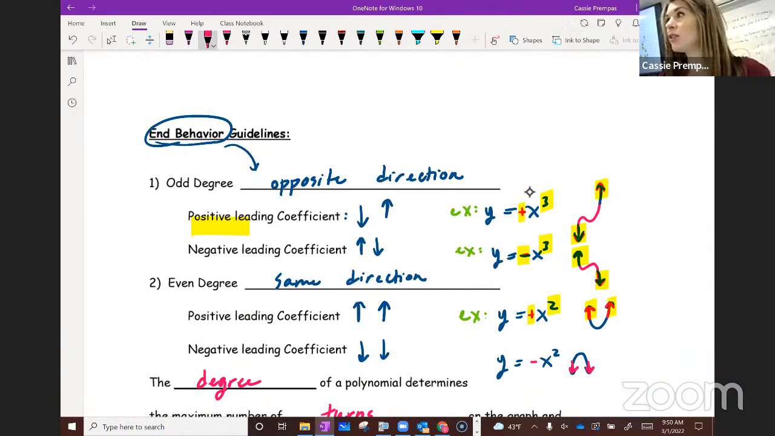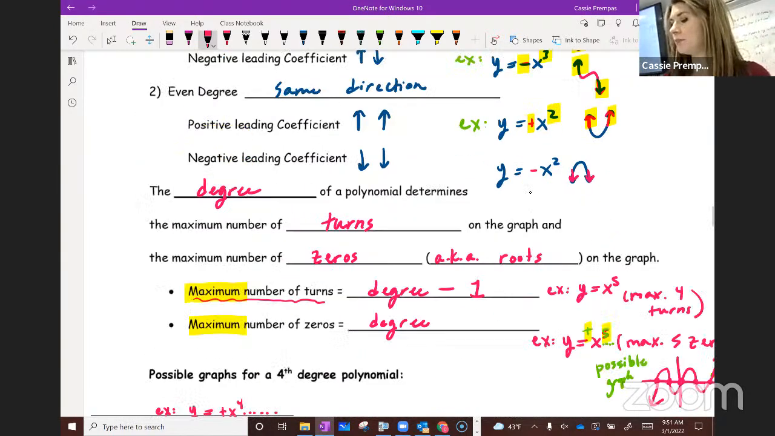If it's an odd degree polynomial, you know the ends are going to go in opposite directions. The leading coefficient plays a really important role because if it's positive, it's going to go down, up. If it's negative, it goes up, down. If it's an even degree polynomial, it's going to go in the same direction. Again, the leading coefficient, if it's positive, they go up, up. If it's negative, it goes down, down. Do you guys remember that from yesterday? Yeah. Okay, good, because we're still going to be using it today.